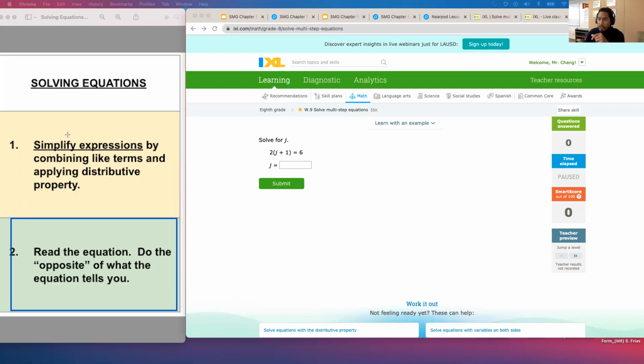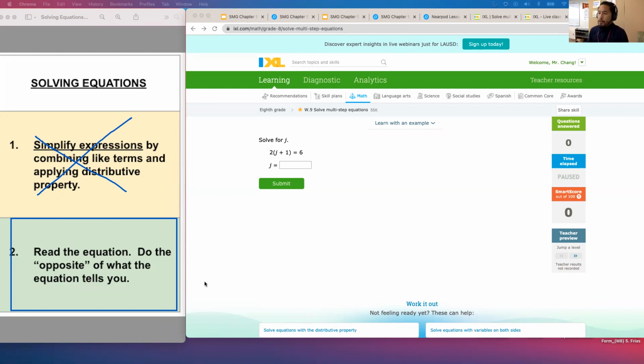Don't worry about this yellow box where it says simplify expressions by combining like terms and applying the distributive property. We're not going to use that for this skill. We'll use that for PGH when you get there. But let's really just focus on number 2, which is reading the equation and doing the opposite of what the equation tells you.